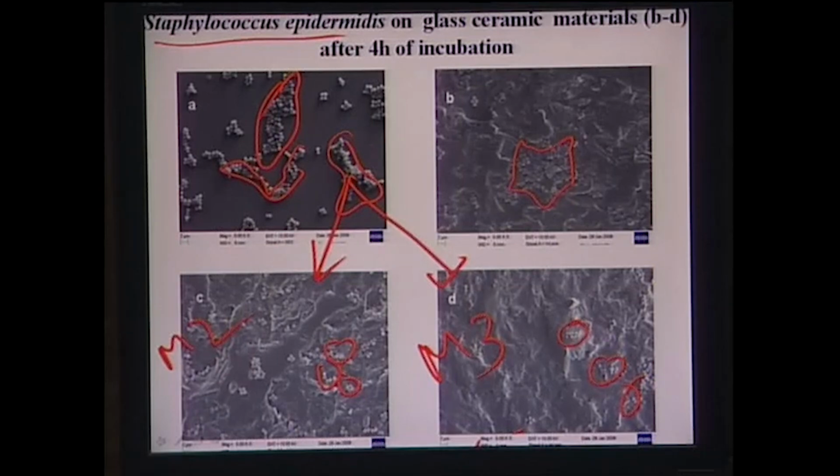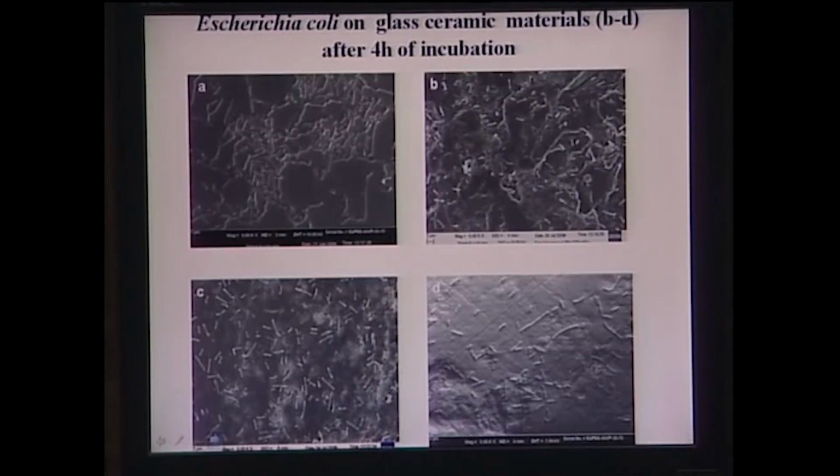Similar observations were also made in the case of Escherichia coli, the E. coli bacteria, after 4 hours of incubation. In the control sample, you notice large aggregates or large colonies of the bacteria formed. At the M3 surface, there are far fewer bacteria compared to M1 or M2. So M2 here does not show much improvement in antimicrobial property compared to M3 or M1 per se.